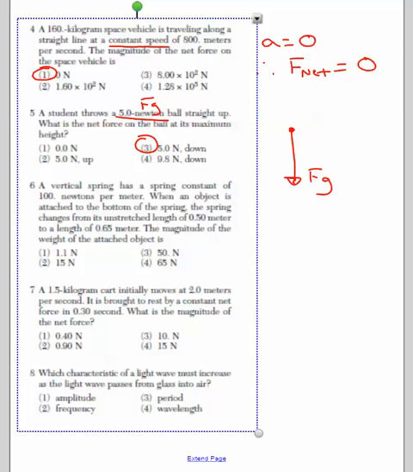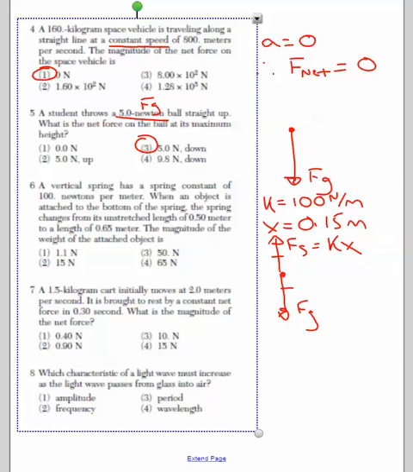Number 6, a vertical spring has a spring constant, so we have a k of 100 newtons per meter, and it goes from an unstretched length of 0.5 to a stretched length of 0.65, so what we really care about is the difference, the 0.15 meters. We want to know the magnitude of the weight attached to the object. If we draw a force diagram, the force of gravity is going to be equal to the spring force, because when it stretches out fully, it's in an equilibrium state. So if I find the force of the spring, I know the weight. If you multiply 0.15 times 100, you get 15 newtons.